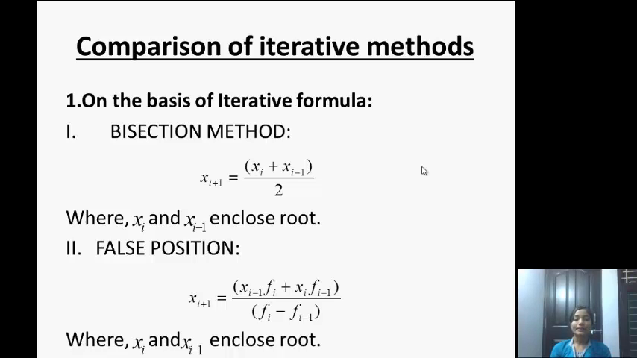First, for the bisection method, our formula is given by (xi + xi-1)/2. Here xi and xi-1 enclose the root. Our second method is false position, whose formula is given by (xi-1 * fi + xi * fi-1)/(fi - fi-1). Here also xi and xi-1 enclose the root.